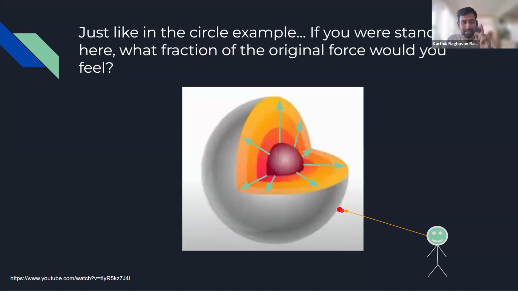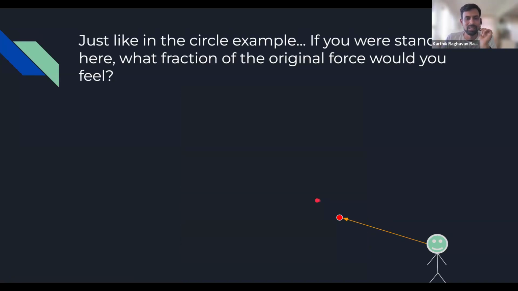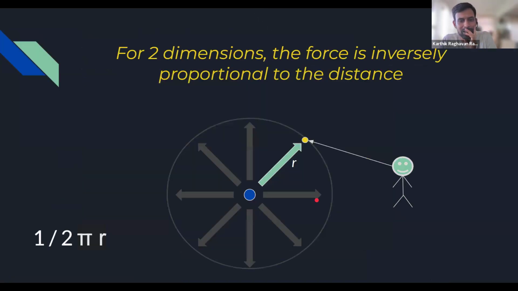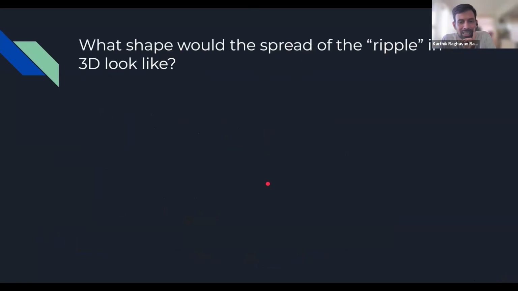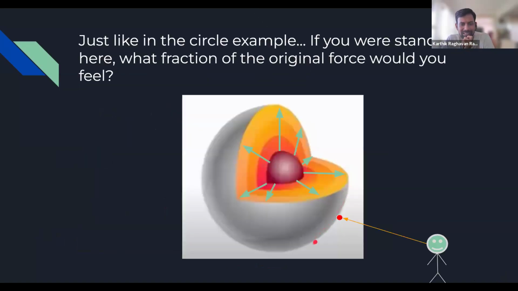You know, we asked the same question with the bubble, right? So let me quickly scroll back and show you the question in the bubble. So the question that we asked is, if I am a person standing here at the tip of a bubble of a circle, what force would I feel? What fraction of the force would I feel? And the correct answer was 1 by circumference. Same question I'm asking you here. What fraction of the force would I feel?